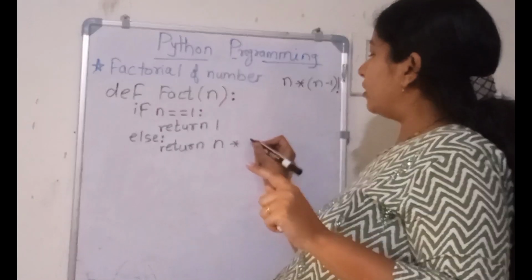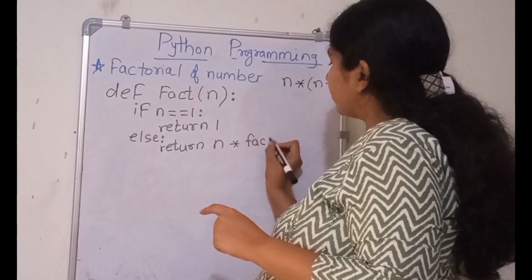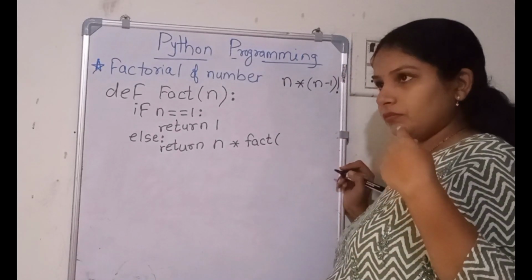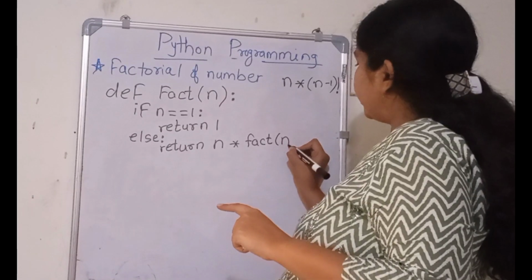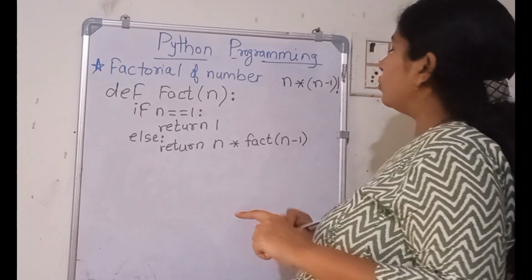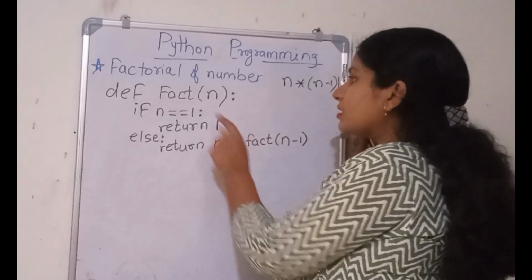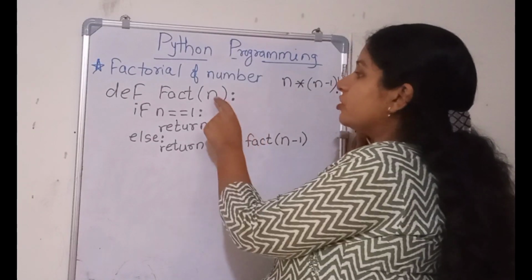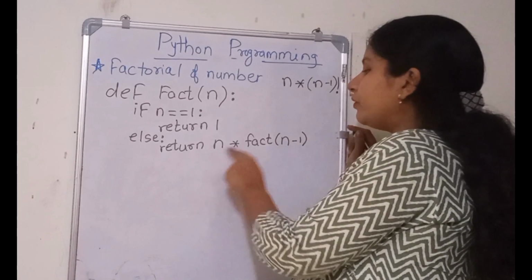Okay, so here you are calling the function fact, because you need to execute n minus 1 factorial as well, and here you are giving the argument value n minus 1. That means you are calling the same function here, a recursive function, just by changing the input value, right? And it will continue.